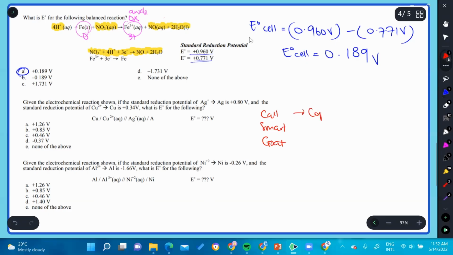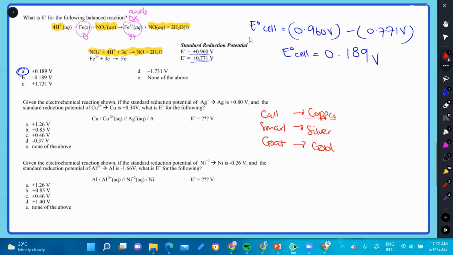So "Cu" is copper, "Ag" is silver. It's weird, but that's how I remember it. Gold is "Au". So copper is above silver, so copper is our anode, silver will be the cathode. Oh, and it's even right here, they give you the cell diagram for this one.